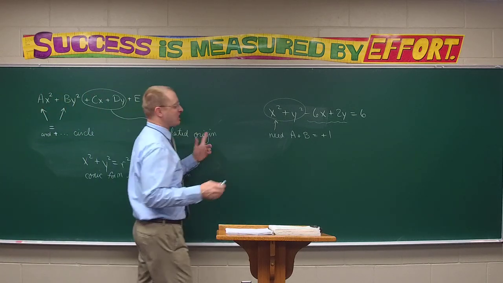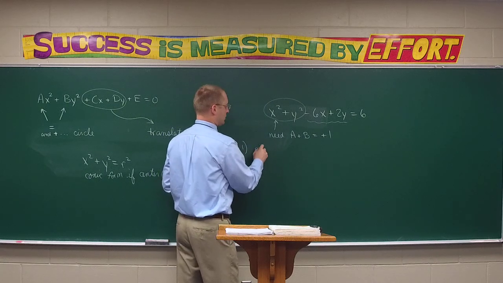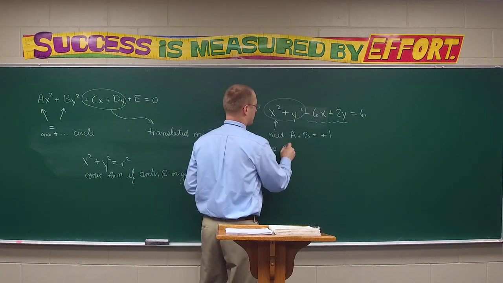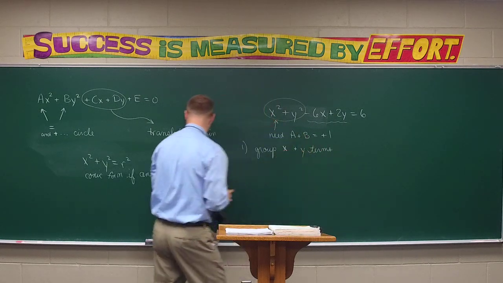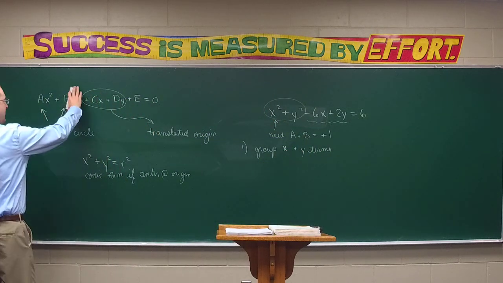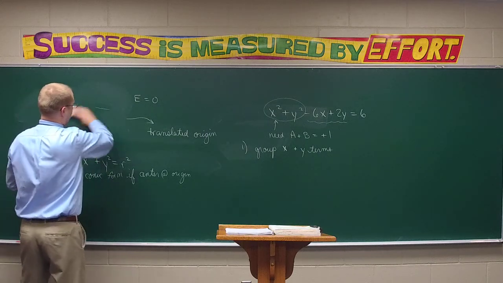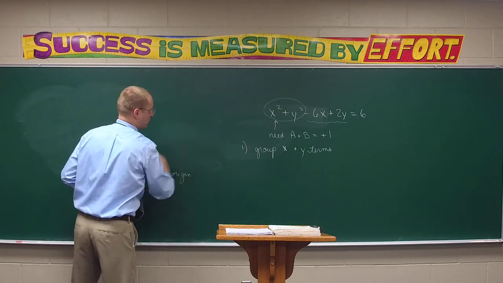Step number 1, you're going to want to group your x and y terms. Conic form calls for you to descend the order, right? To have your x squared, your y squared, your x, then your y, then your constant equal to 0.